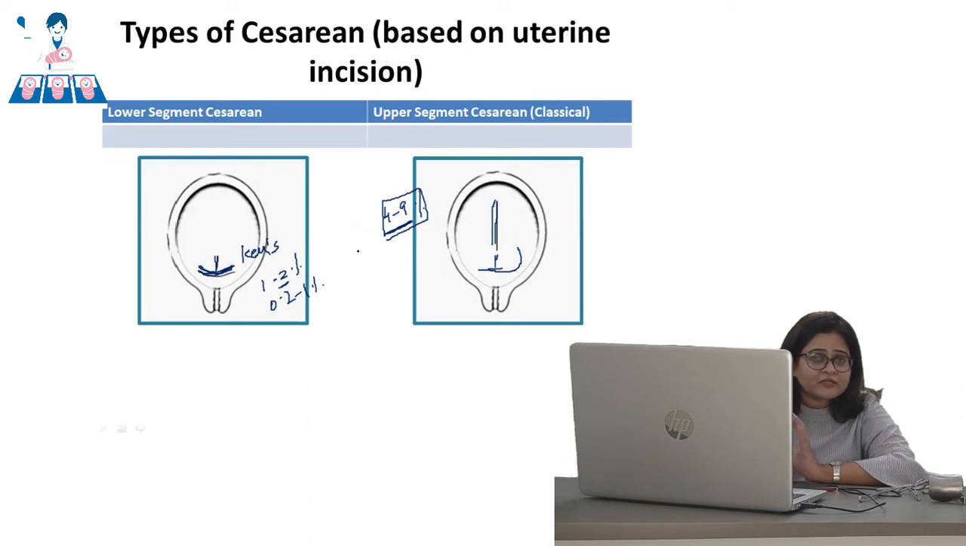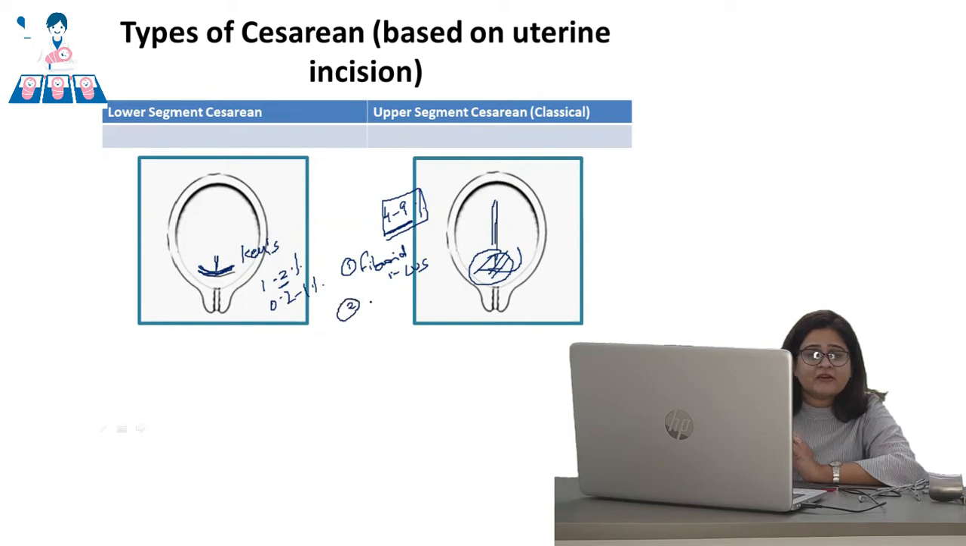Also, I would like to tell here the important indications of doing a classical. So, we may sometimes have to resort to a classical, and when do we do that? If we have, say, a large obstruction to the lower segment, like a large fibroid. So the first important indication of an upper segment or a classical is a fibroid in the lower uterine segment, which is obstructing. We can't give an incision there.